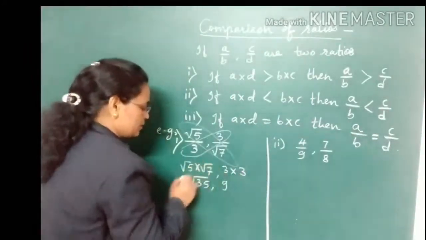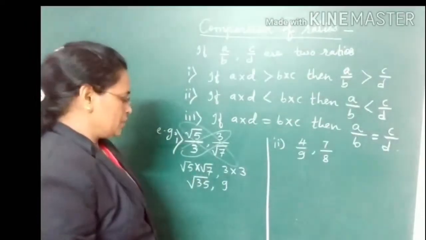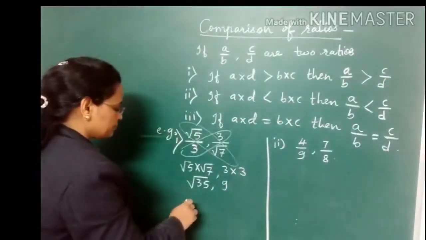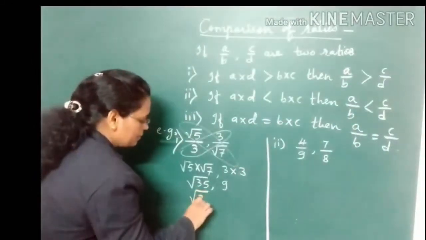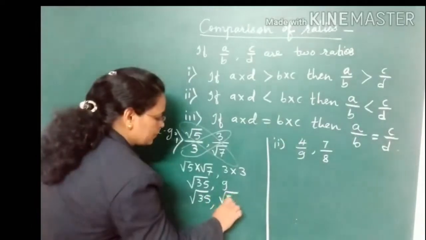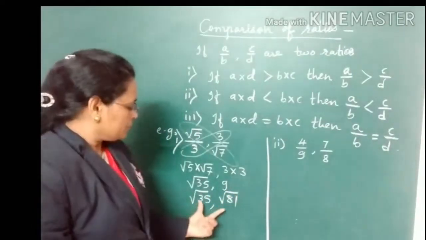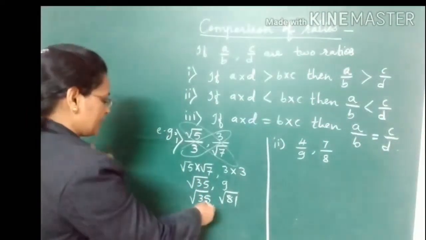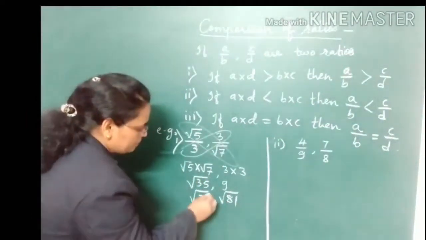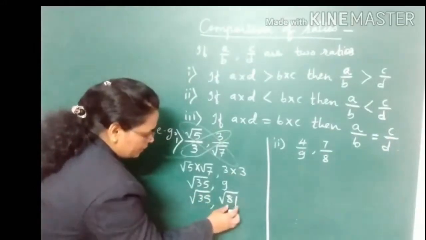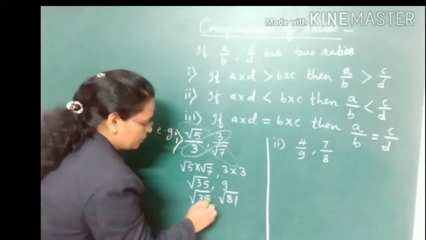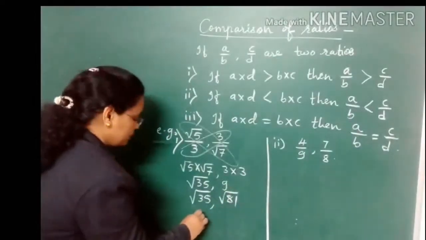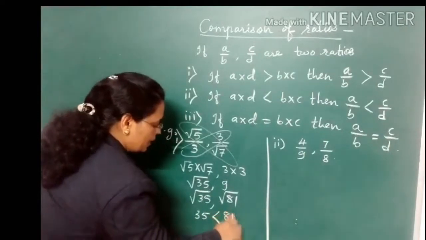One is the natural number, one is here a surd. So we can change both of them into square root form. So here root 35 we will write and 9 we will write as square root of 81. Now both of these are square roots and we can compare the radicands. If you compare 35 and 81, then you can see that 35 is smaller, 81 is greater. As 35 is smaller than 81.